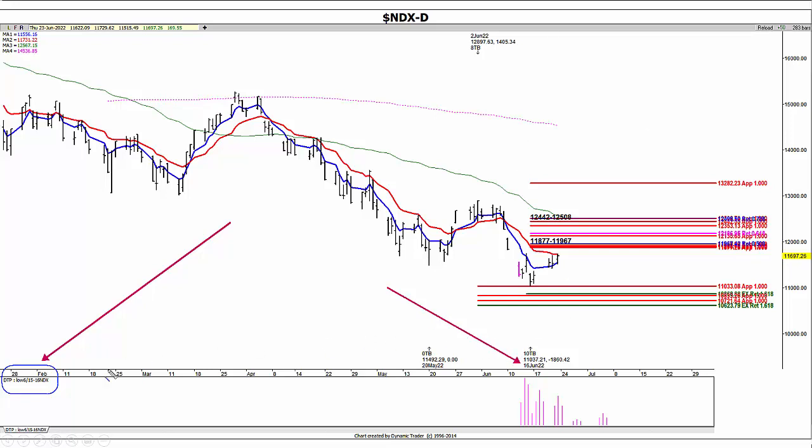This is what we saw. So remember, we had the 15th, 16th. Here's the histogram. The actual low was made on the 16th, right here. We also had timing. Now, it's absolutely a counter trend trade, and you definitely want to be prepared for a possible failure because we're still looking at a bearish pattern of lower lows and lower highs on the daily charts.